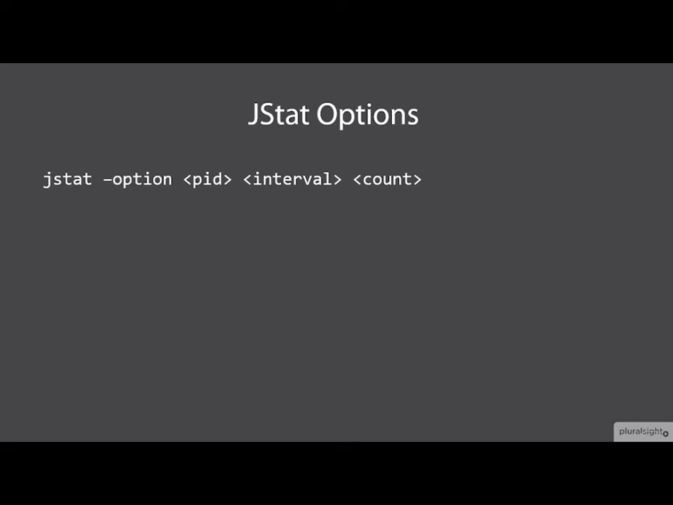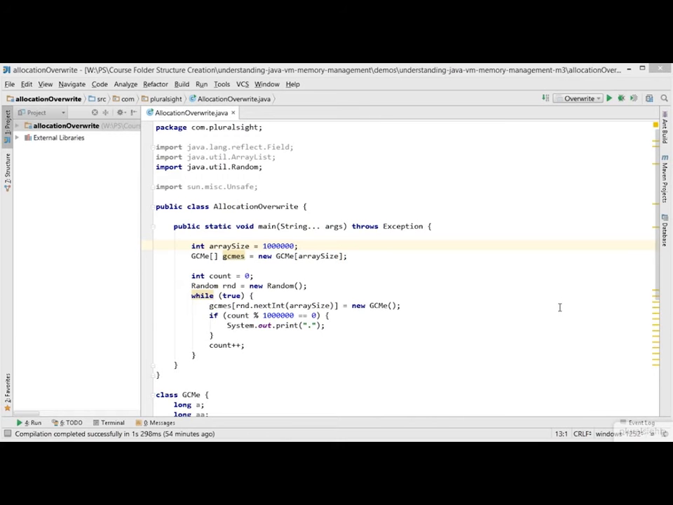We'll also find that JStat can work with remote JVMs as well. So we can pass this a URL that identifies the Java VM on a remote machine and monitor that virtual machine. So to demonstrate JStat in action, we have a reasonably simple Java application here.